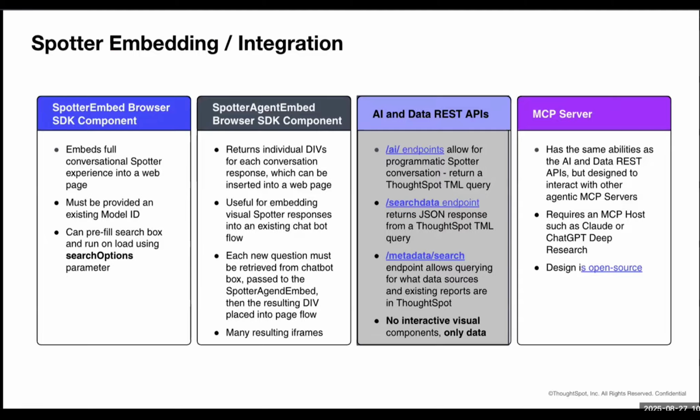So we can call these different endpoints, search data to get the data from the response. We can also pull down a PNG image of whatever that natural language question is that you're sending into ThoughtSpot and display that directly into that third-party app. So it's really the benefit of AI and the data REST API endpoints.